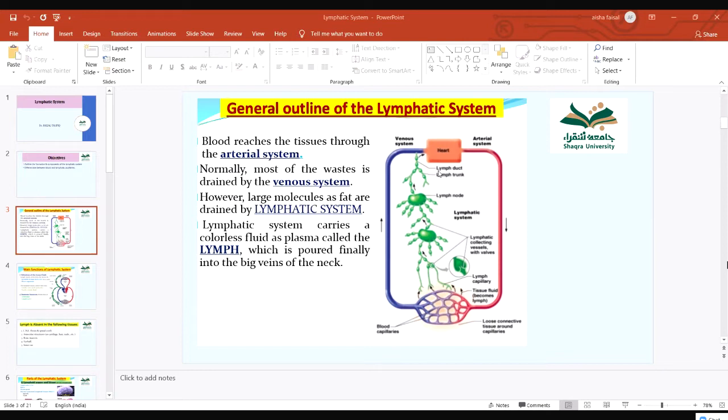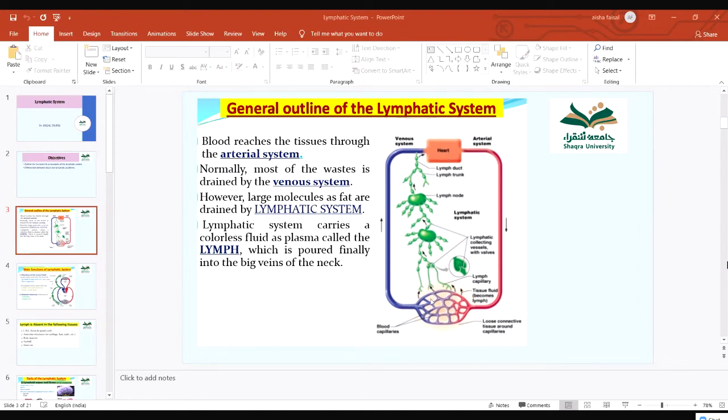Most of the blood reaches the tissue through the arterial system, and normally most of the waste is drained by your venous system. But the large molecules such as fat are drained by the lymphatic system through this channel. And this fluid which is being taken by the lymphatic system is known as lymph. It is a clear, colorless fluid like plasma, and it ultimately drains into the big veins, and through the big veins it goes back to the heart.